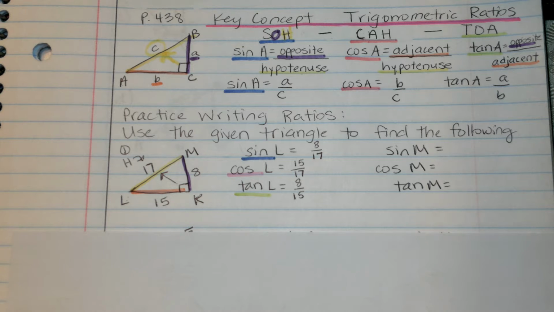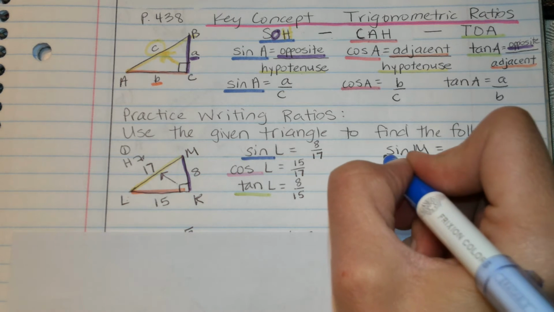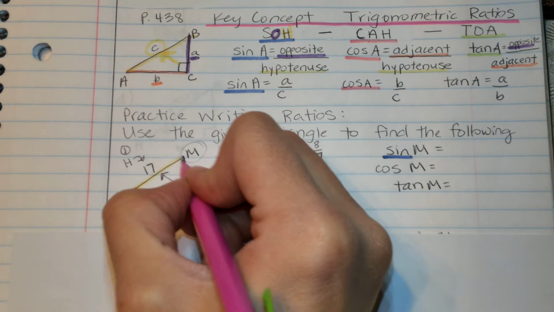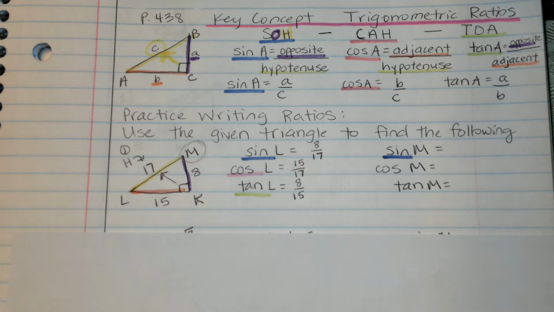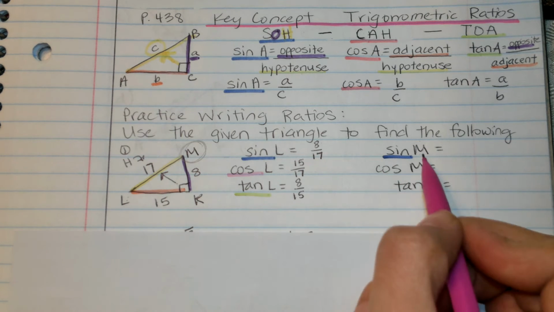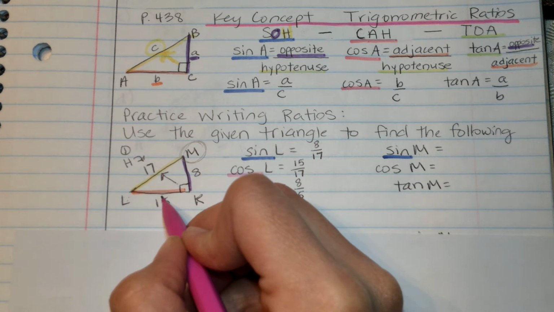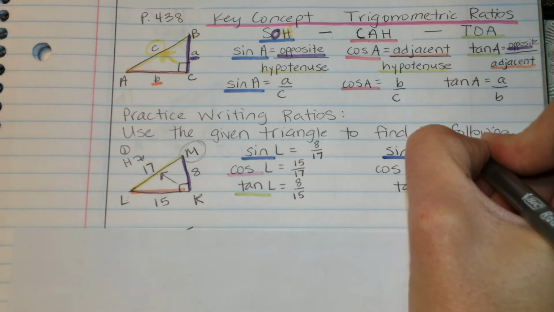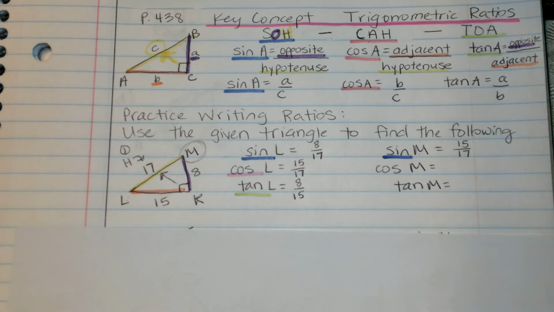All right, so now we're going to do from M. So now I'm going to look at the different angle. Again, we can't look from K, but we can look from M. I'm just going to use pencil to show from M. For sine L, it was 8 over 17 because that was my opposite over hypotenuse. But looking from M, my opposite is now 15, so 15 over 17. So you can see the numbers change a little bit.